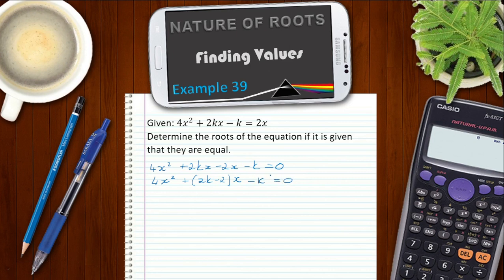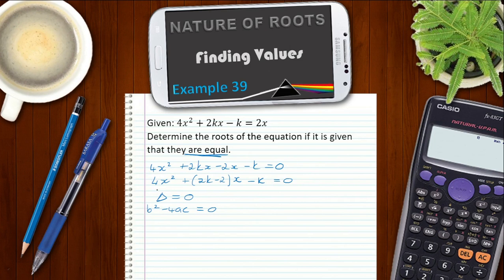Okay, so now that it's in standard form, you need to look for the keyword. And the keyword says, determine the roots of the equation if it's given that they are equal. So this keyword will tell you what the discriminant needs to be. Now we saw that if the roots are equal, the discriminant must be what? It must be equal to 0. So then I just say, okay, my discriminant is equal to 0, and I know my discriminant is b squared minus 4ac equal to 0, and then I just substitute in my a, b, and c values.